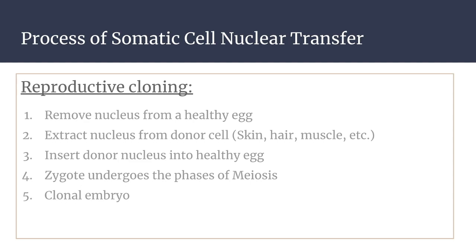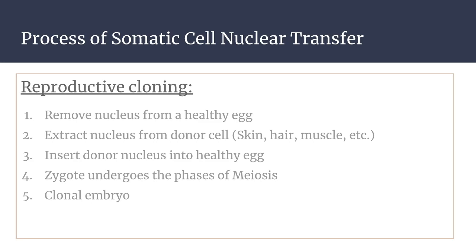The first being that you would remove the nucleus from a healthy egg, and then you would extract the nucleus from a donor cell, such as the skin, hair, muscle cell, etc. The third step would be that you would insert the donor nucleus into the healthy egg, and then the zygote would undergo the phases of meiosis, and you would have your clonal embryo.